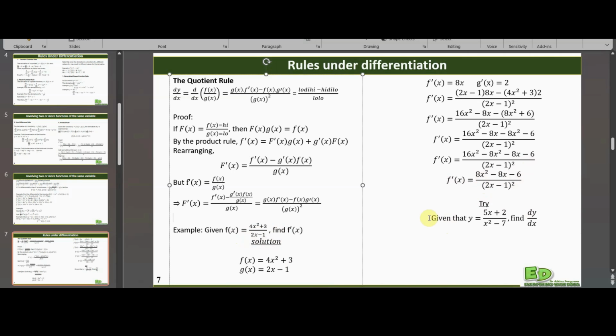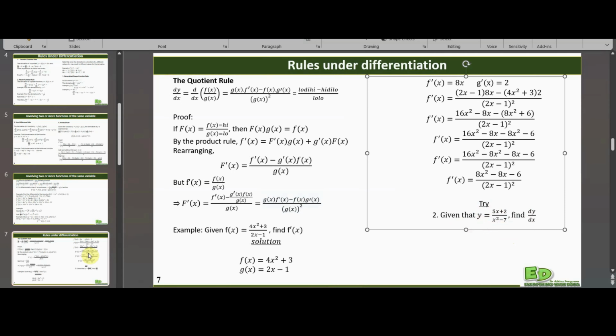Right. So this is a second example that you can try at home to enhance your understanding, right? So just give it a try. Keep this as your f of x, this is your g of x. Find the differential of both, substitute it back into this formula, expand, group like terms, and then you are good to go. Okay.